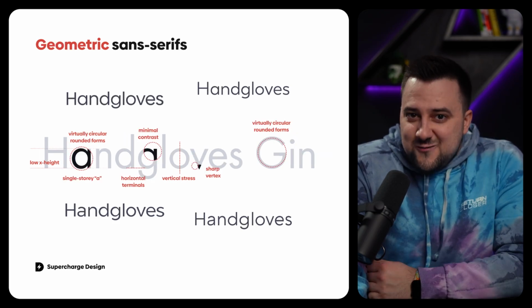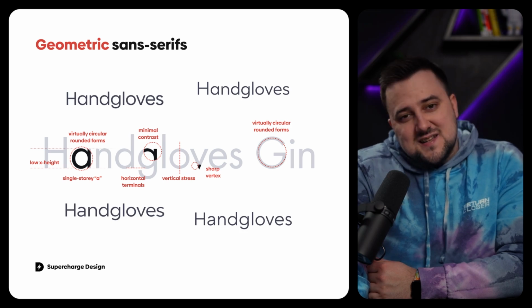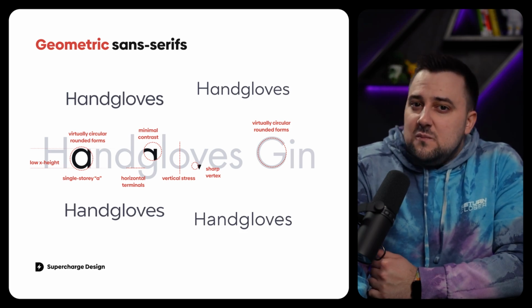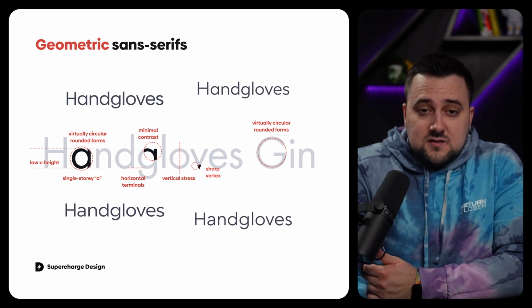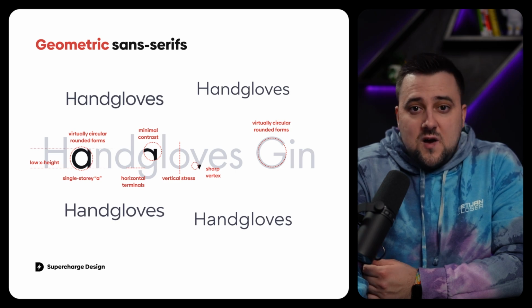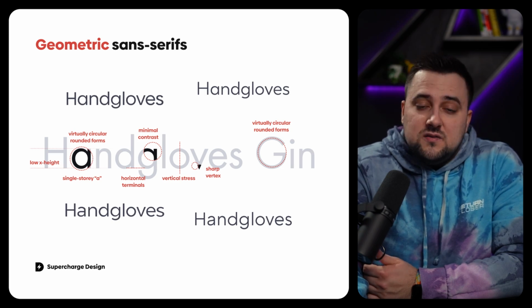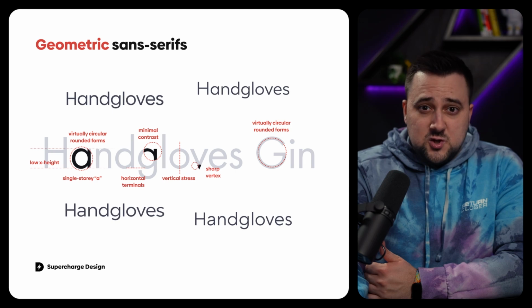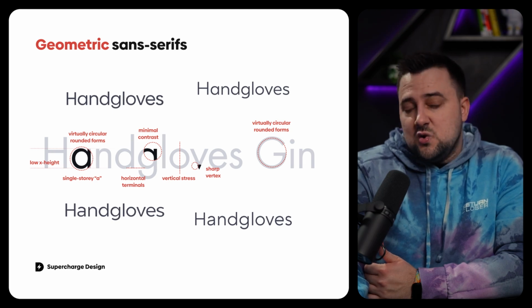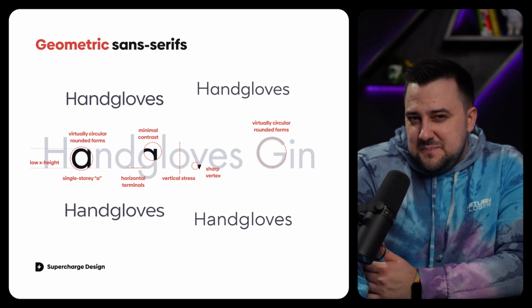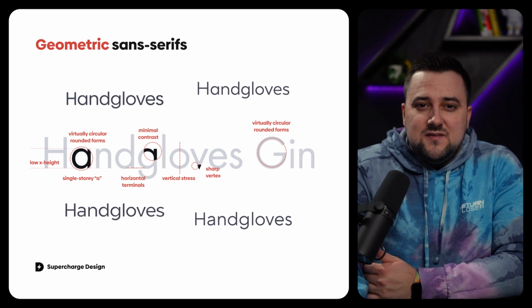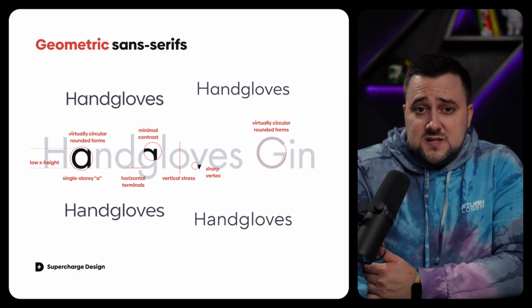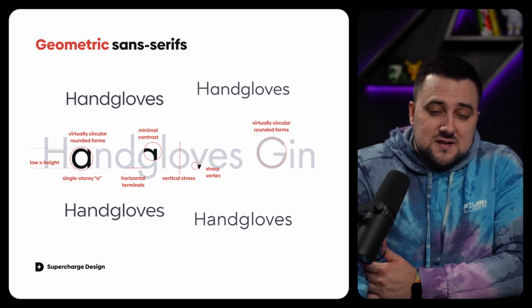Single-story g is much more common in static sans serifs, but it's not a rule, and x-height is relatively high. Finally, let's talk about geometric sans serif typefaces. They are the most static of all the groups. They are constructed using geometric forms with round or square sections, and the contrast is minimal. Rounded forms are virtually circular, and single-story a is common. X-height is a bit lower, and geometric shapes can have not easily noticeable optical adjustments. Terminals are horizontal and stress is vertical.